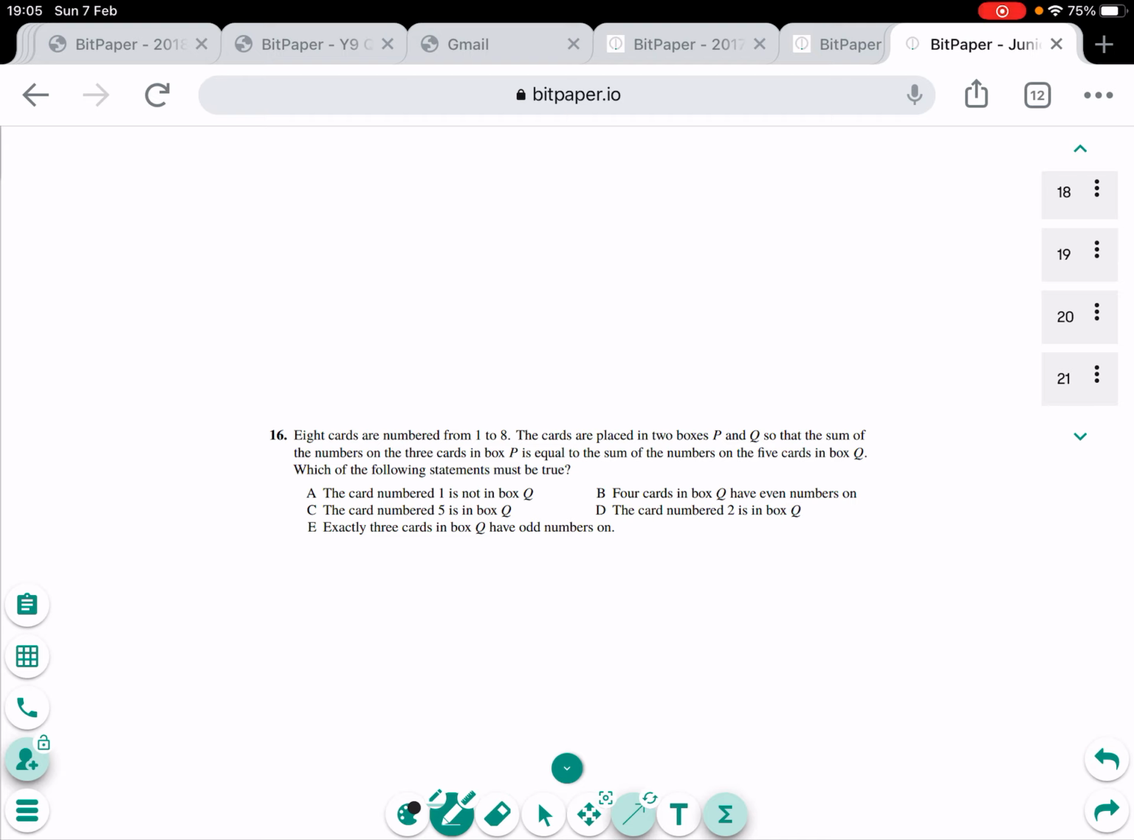So, the card numbered 1 is not in box Q. That must be true. The four cards in box Q must have even numbers on them. So let's say for P that's... Q. So let's say that's 2.